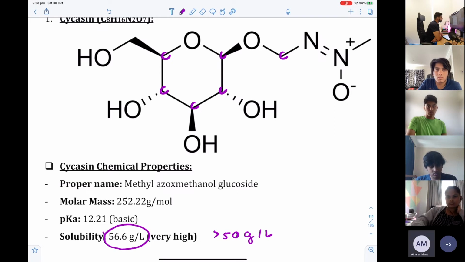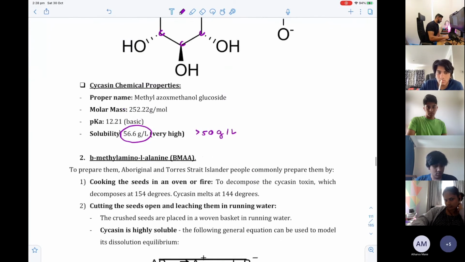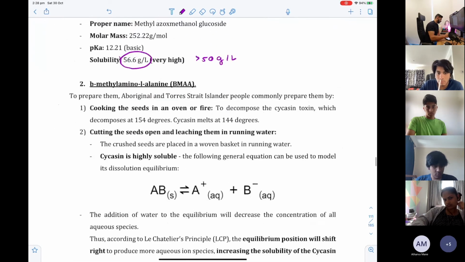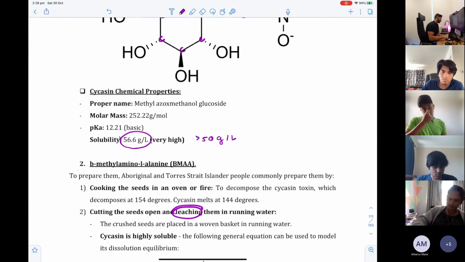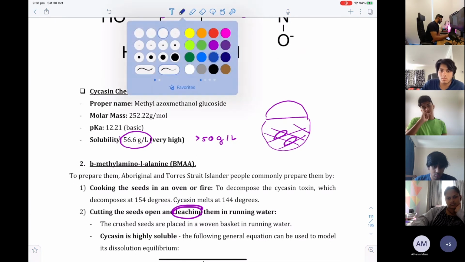Put it in running water. Yeah, very good. So one of the key principles to removing cycasin is number one here. We call it leaching. So point one, leaching. Now, why running water? So typically what they did was they put it in some kind of woven basket that had a lot of pores as such. And the seeds would be in those baskets and they'd be in running water.